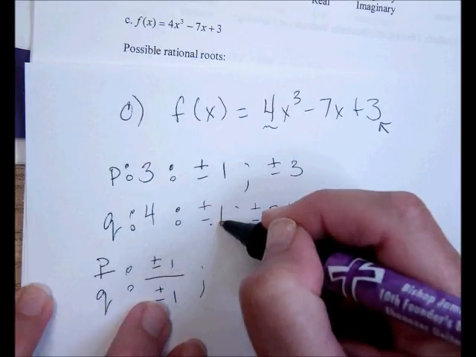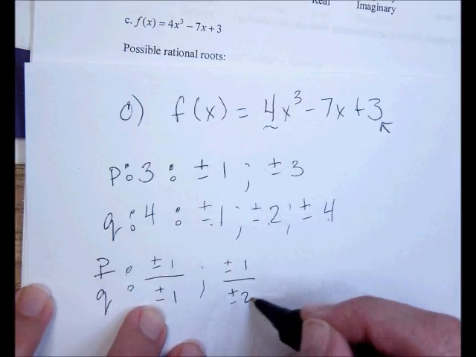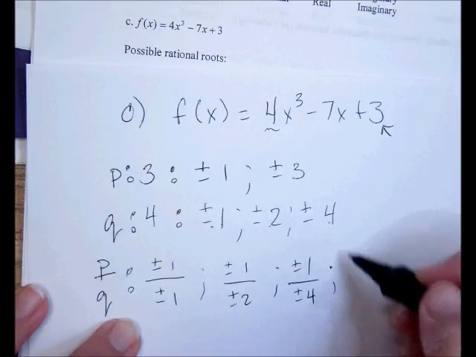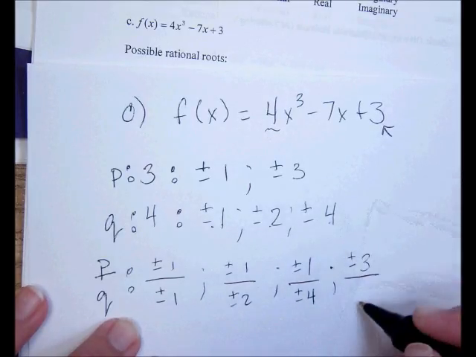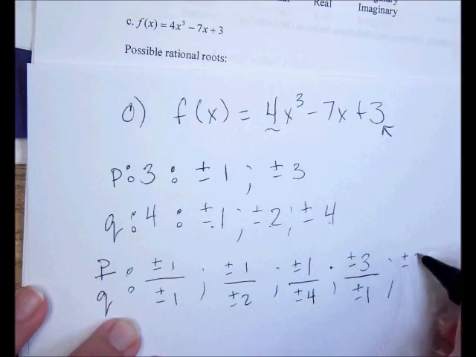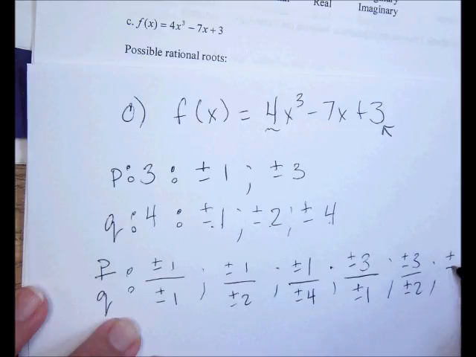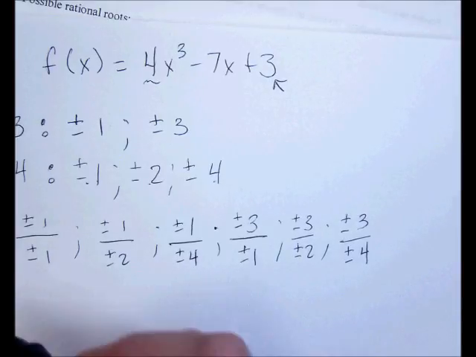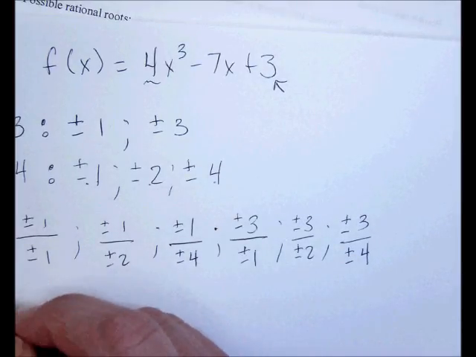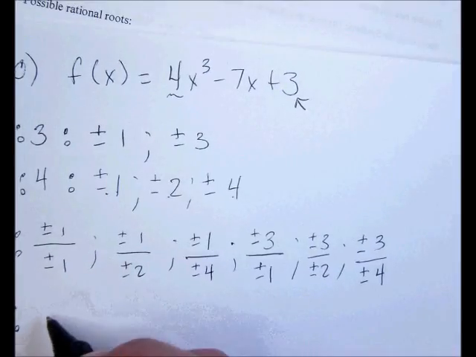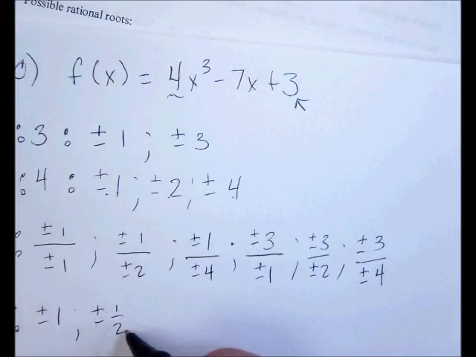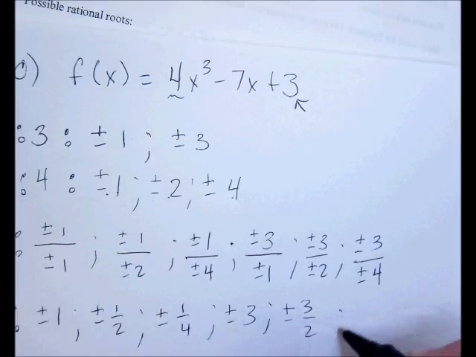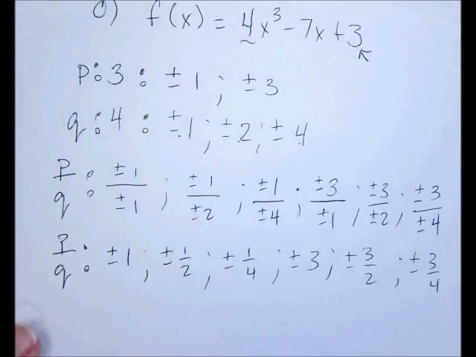So I have plus or minus 1 over plus or minus 1, plus or minus 1 over plus or minus 2, and plus or minus 1 over plus or minus 4. But then I have to move on to my plus or minus 3 over positive and negative 1, positive and negative 3 over positive and negative 2, and then positive and negative 3 over positive and negative 4. So now I have some possibilities. P over Q, these are my possible rational roots: plus or minus 1, plus or minus 1/2, plus or minus 1/4, plus or minus 3, plus or minus 3/2, and plus or minus 3/4. So those are all my possible roots.